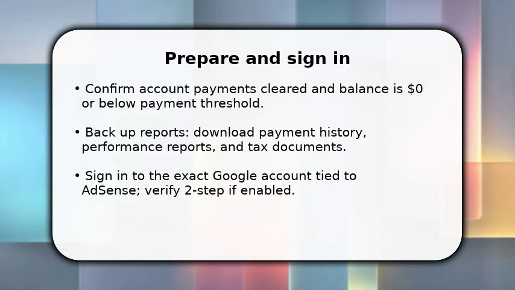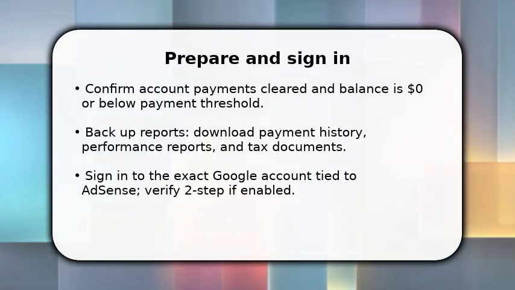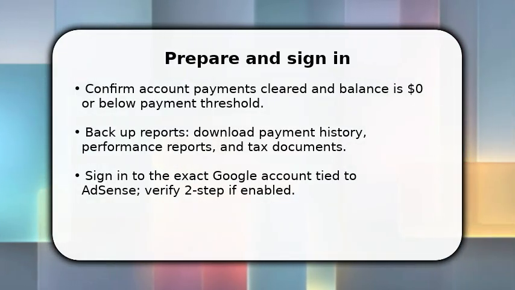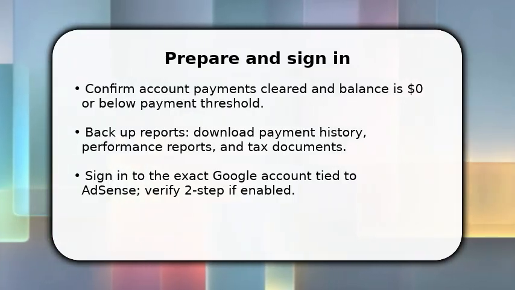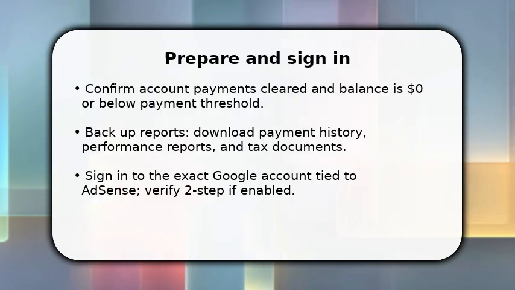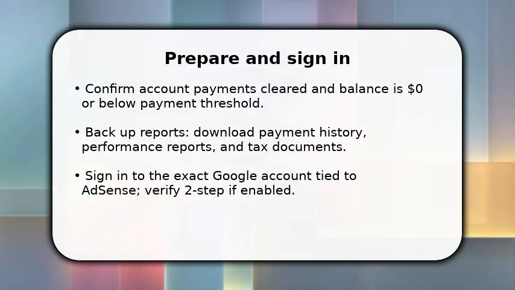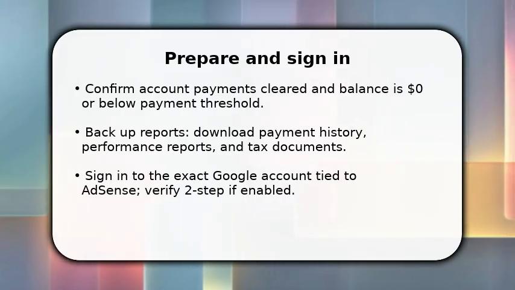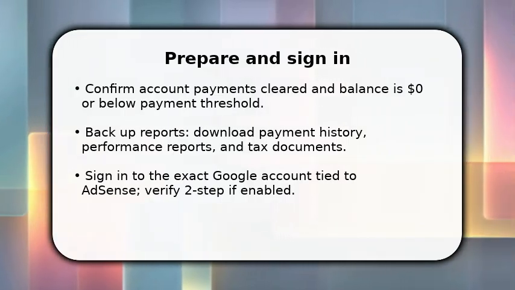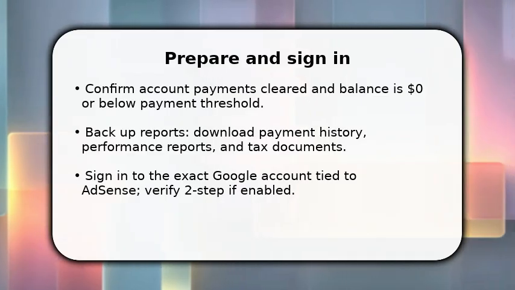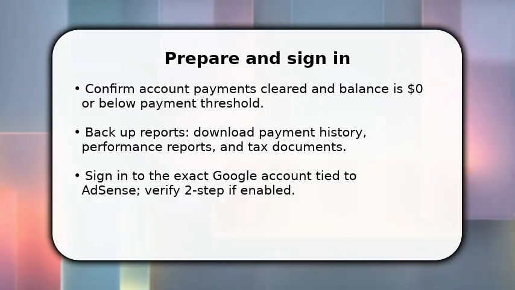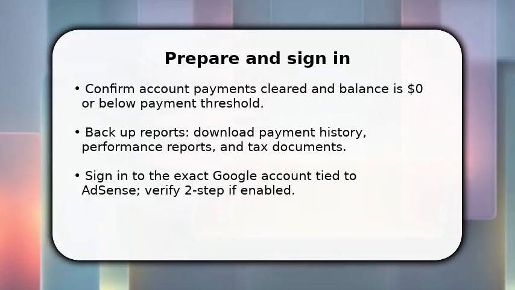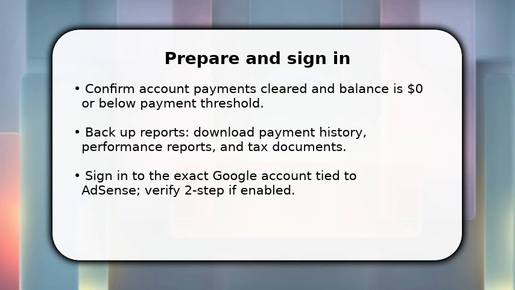You're starting now. First, confirm your AdSense balance is zero and payments have posted so you won't lose funds. Next, download your payments and performance reports and any tax forms you need for records. Don't skip that step. Once done, sign into the exact Google account linked to AdSense and complete any two-step verification prompts so you can access the settings. These steps ensure you have proof and access. They make the later closure process clean and prevent accidental data loss.